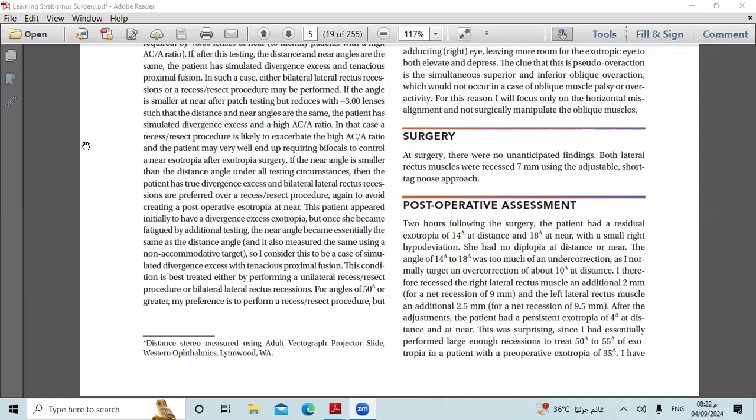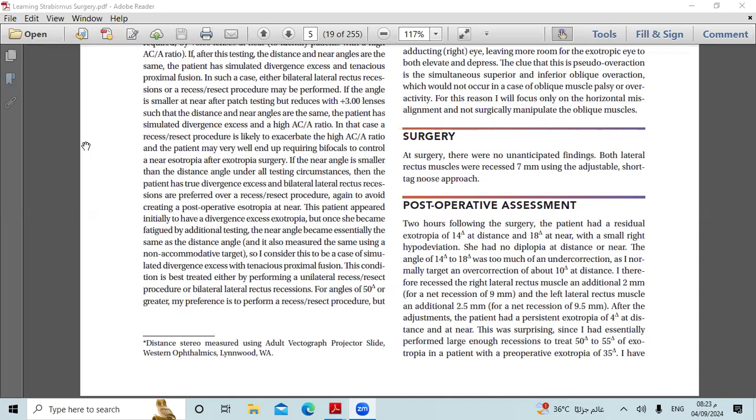Surgery. At surgery, there were no unanticipated findings. Both lateral rectus muscles were recessed 7 millimeters using the adjustable short tag noose approach. Post-operative assessment. 2 hours following the surgery, the patient had a residual exotropia of 14 prism diopters at distance and 18 prism diopters at near, with a small right hypodeviation. She had no diplopia at distance or near.